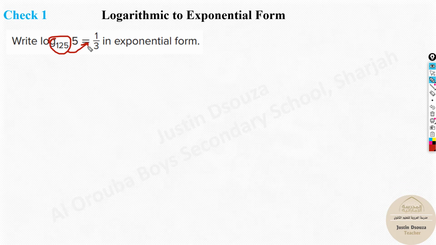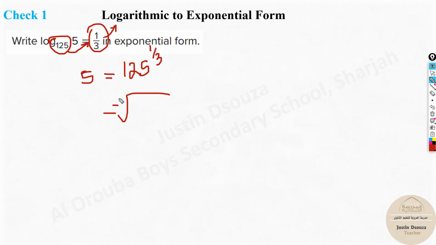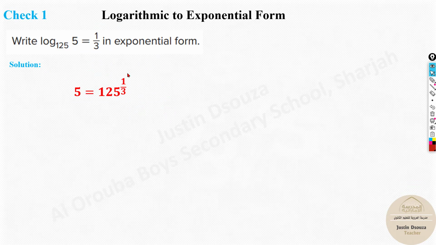Whatever is the base moves to the other side. This goes up to the power. So it will be 125 to the power 1/3 equals 5. Now remember, 1/3 means it's a cube root. Yes, cube root. The cube root of 125 is 5. That's the answer. So all you need to write is 5 equals 125 to the power 1 by 3.